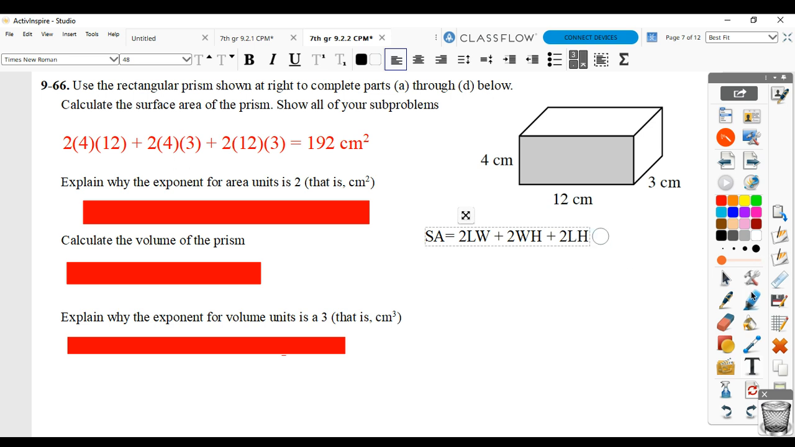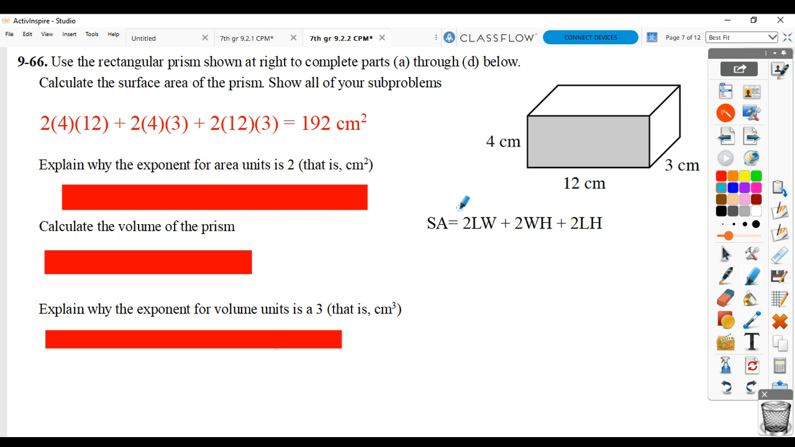So one of the things that you'll notice about that is that each of the components, basically each of the dimensions is probably the better word, is represented twice. So length is in this formula twice, width is in this formula twice, and height is in this formula twice. That's a way to kind of check that you haven't made any mistakes on that.